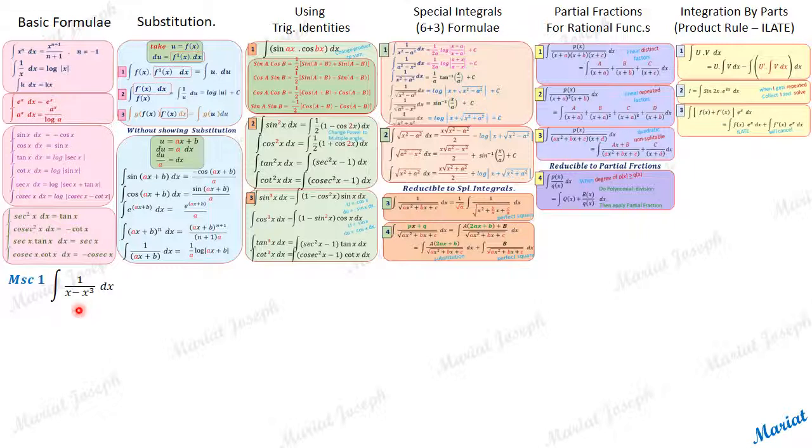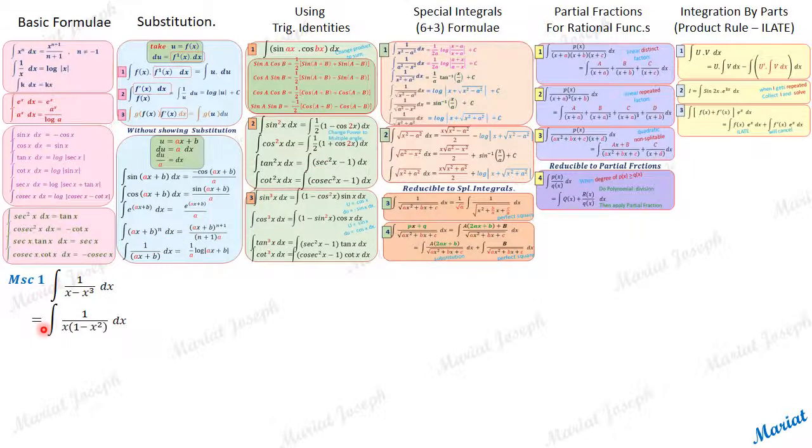Here the integrand is in the form of a polynomial upon polynomial, which is called a rational function. When the integrand is a rational function, we have to apply partial fractions. But partial fractions are applicable only if the denominator polynomial is written in the form of factors, not just having p(x) upon q(x), polynomial upon polynomial. So we need to modify this integrand.